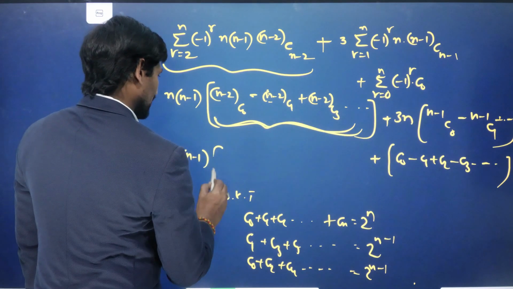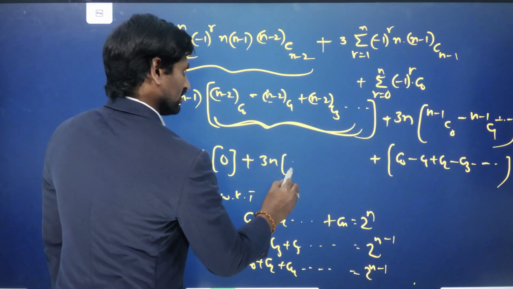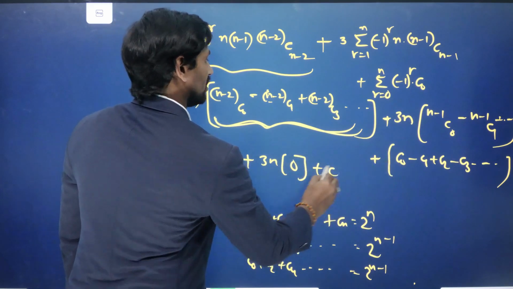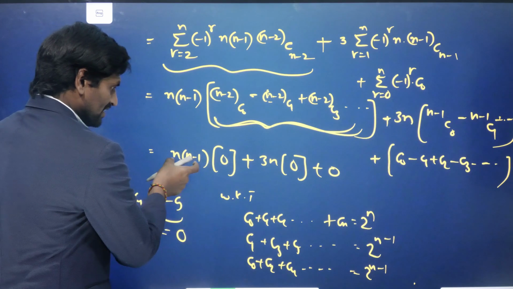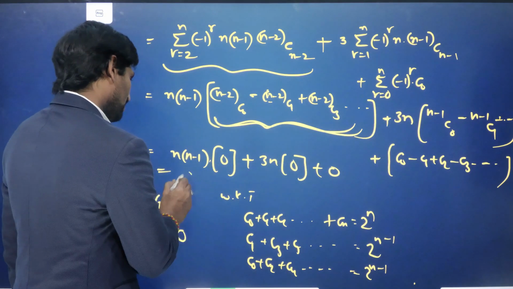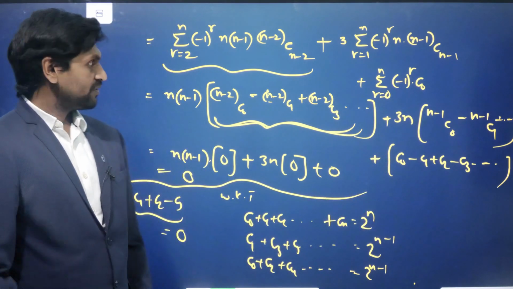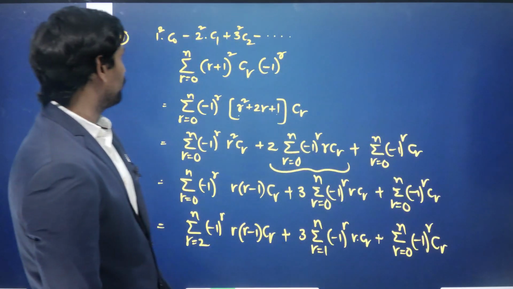Same way here also it becomes 0, plus 3n into 0, plus this one also 0. So n into n minus 1 into 0 becomes 0, 3n into 0, 0, all zeros only. So when you add zeros like this, you will get answer 0 itself. Yeah, once you look at this one, how I am doing this.